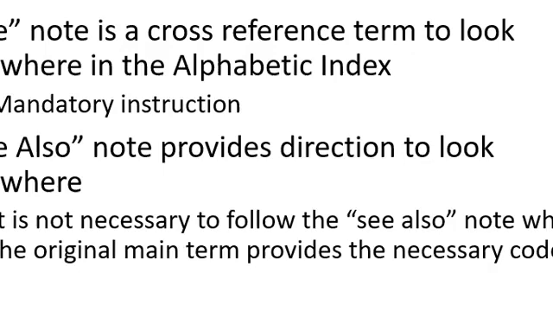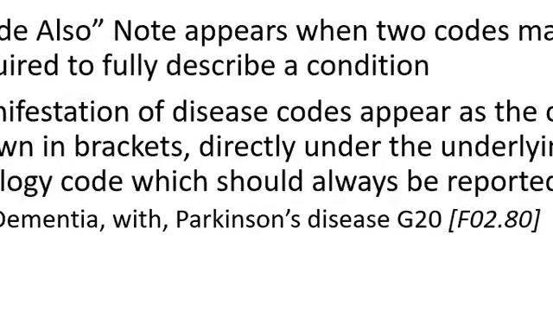It's a recommendation. It's not mandatory as C is. Code also appears when two codes are required to describe a condition. The manifestation of these codes appears as the code in brackets, usually under the underlying etiology term, should always be reported first. So in other words, dementia with Parkinson's disease, the G20 comes first.